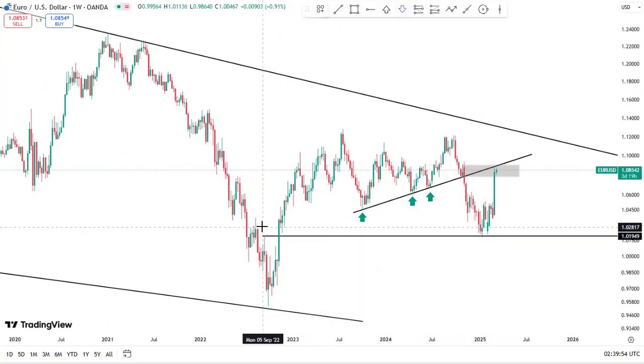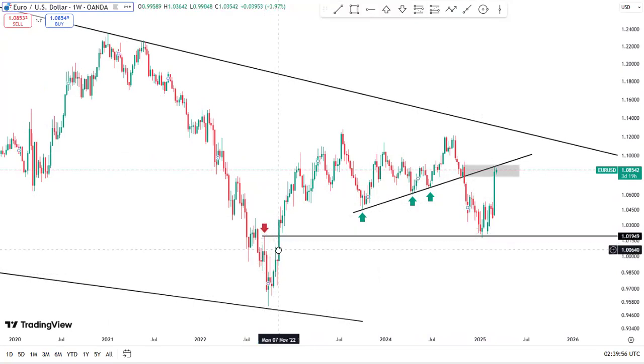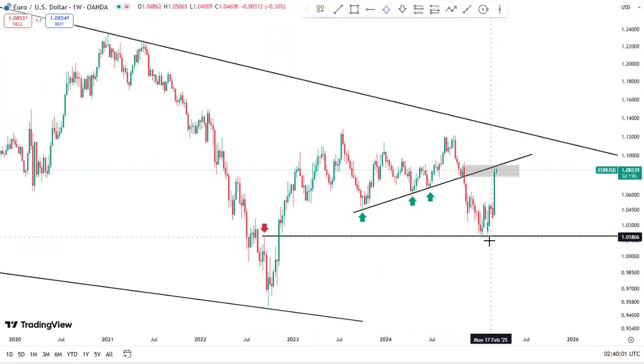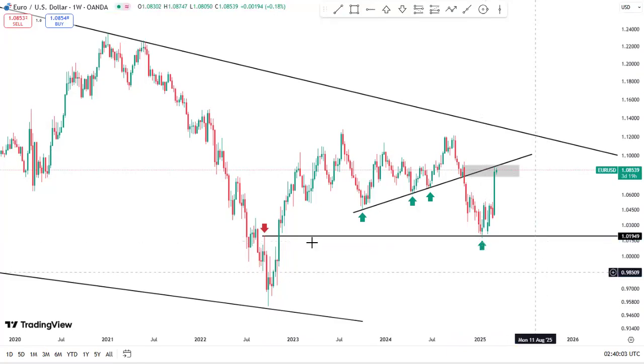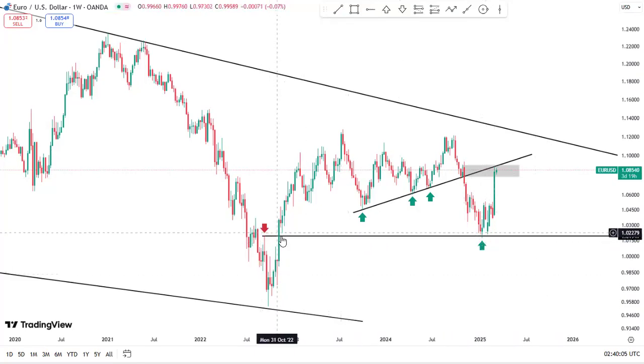Always remember, whenever you are trading support and resistance, once your support is broken, it becomes a resistance. Once your resistance is broken, it becomes your support. So that is what happened here. This is your flip area.